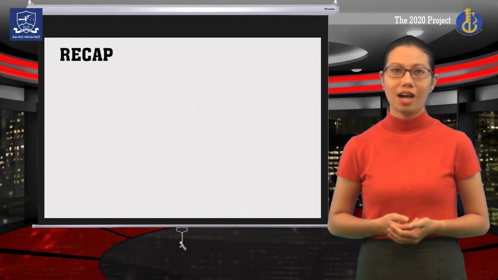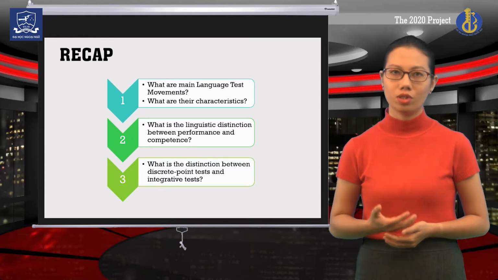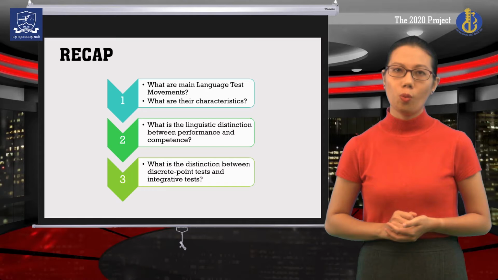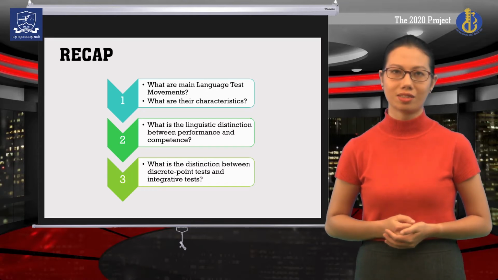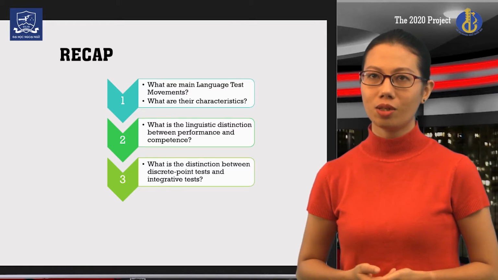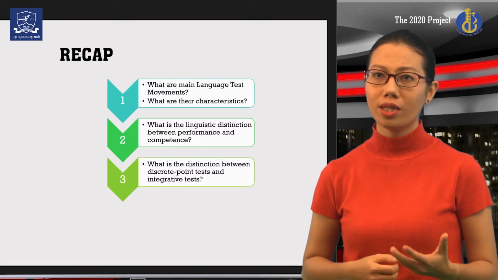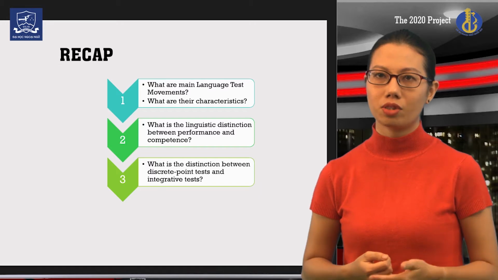In short, I've just given an overview of theoretical background for adopting and developing tests. You should now be able to answer the takeaway questions as follows. 1. What are the main language test movements? What are their characteristics? 2. What is the linguistic distinction between performance and competence? 3. What is the distinction between discrete point tests and integrative tests?